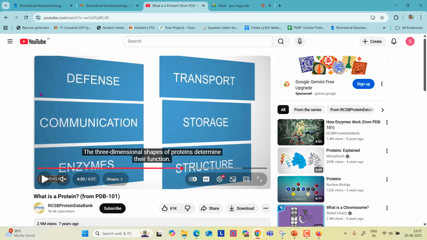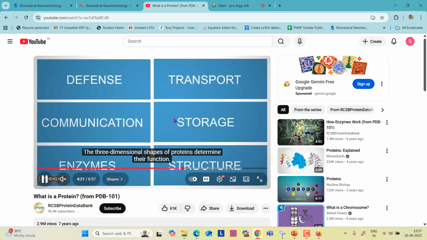Everything inside our body is protein. Protein works as a defense. Protein works as communication. Protein works as enzymes. Protein works as a transporter. It is used as storage and structure. So that is what we are.